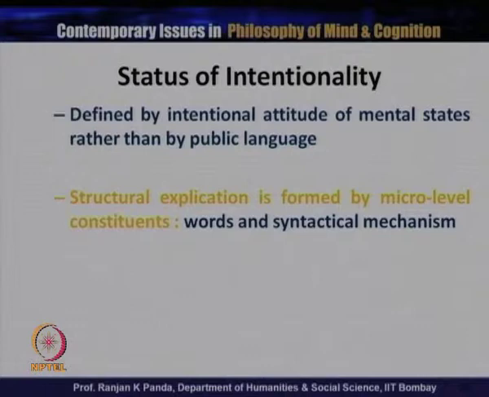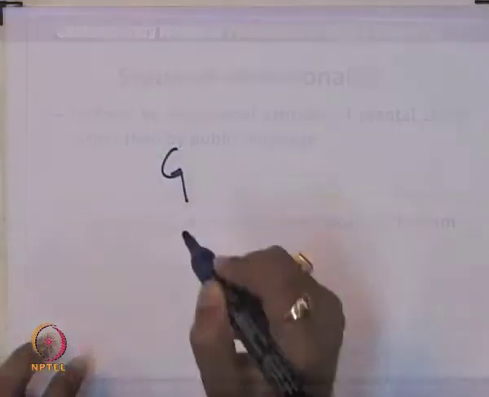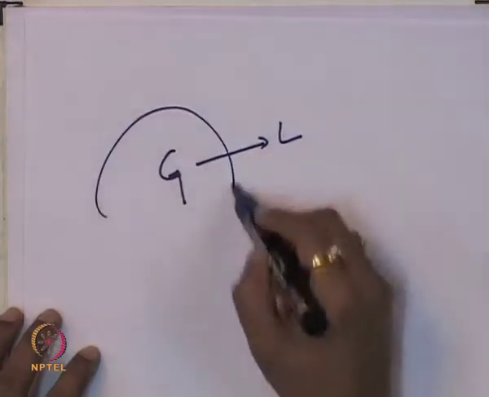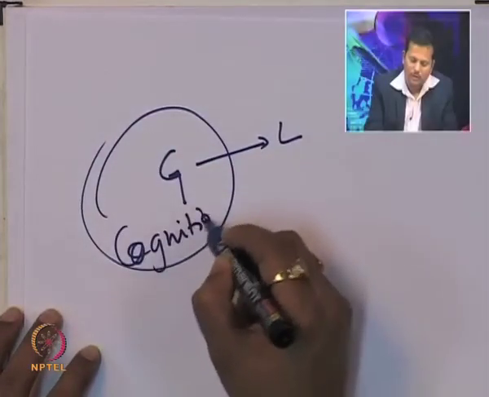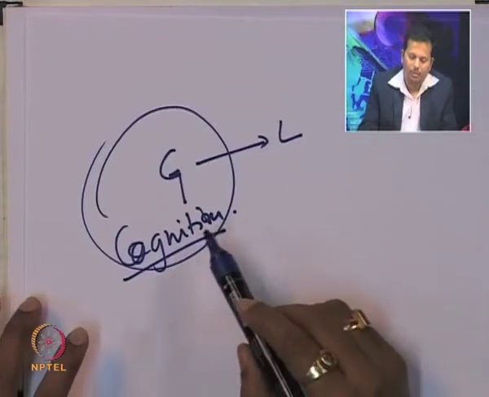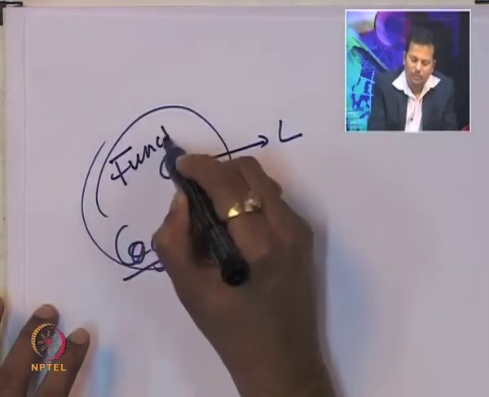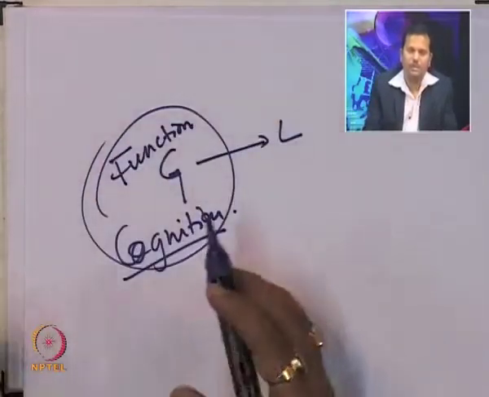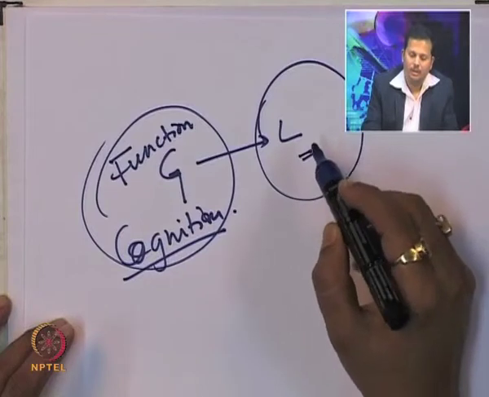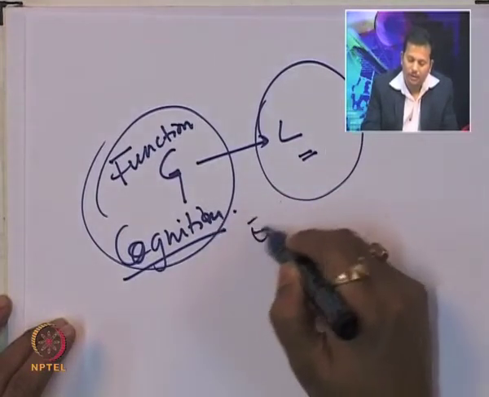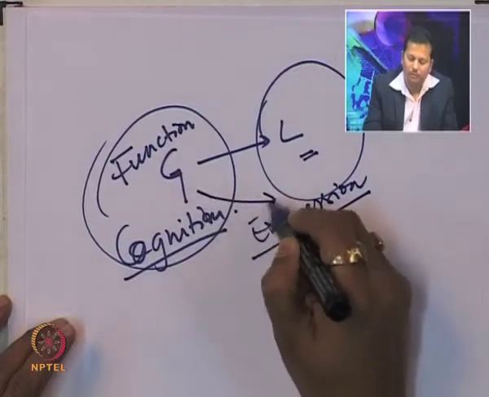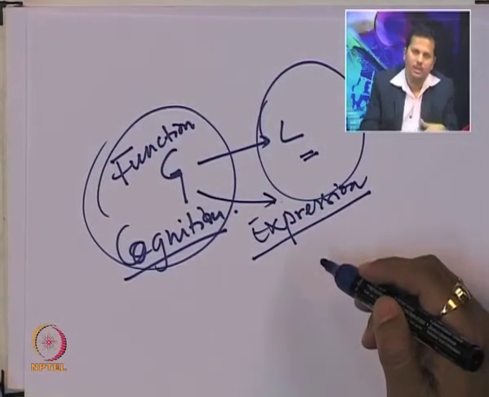So, syntax, or what you call the grammar, determines the language. The grammar is part of the cognition, and the function of these cognitive states determines the function of the language, because when you talk about linguistic expressions, expressions are a product of the cognitive function of the human mind.